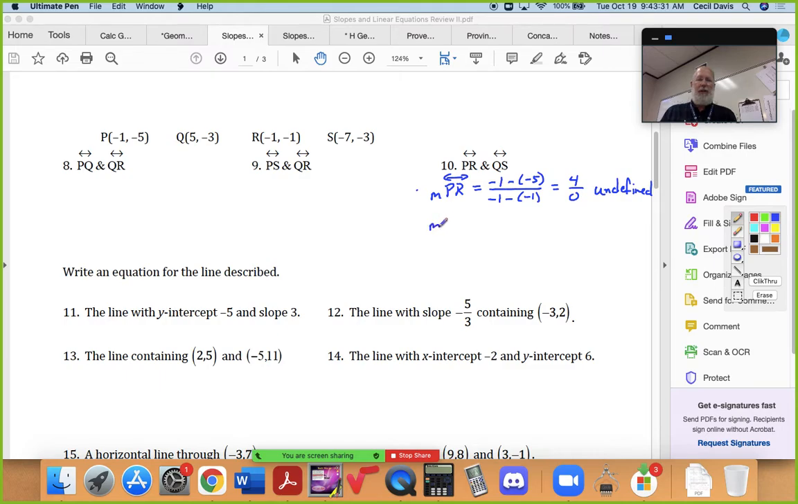All right, and the slope for QS, how did you find that? Negative 3 minus negative 3, and I got 0 as well. Uh-huh. And then I did negative 7 minus 5. Right, and that's negative 12? Yeah. And that's equal to 0.